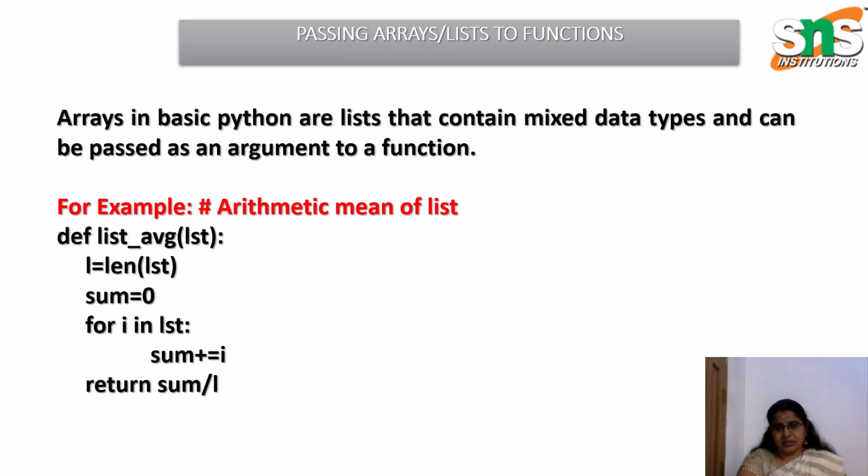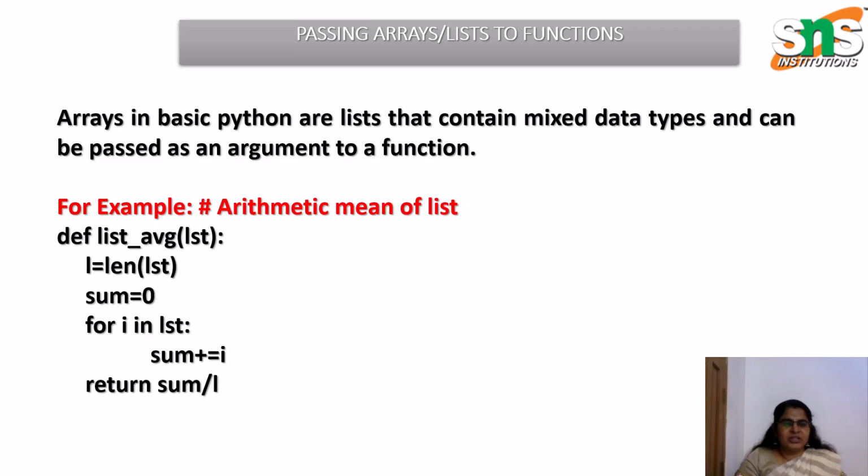An array is a collection of heterogeneous or homogeneous elements. It is a basic Python list that can contain mixed data types and can be passed as an argument to a function. For example, we are passing an array within the list. I'm going to give a function name, list_average, that is to be defined here, and I'm passing that list to that function.